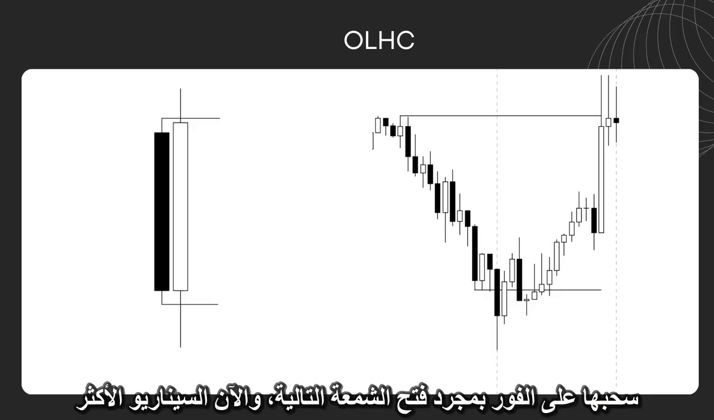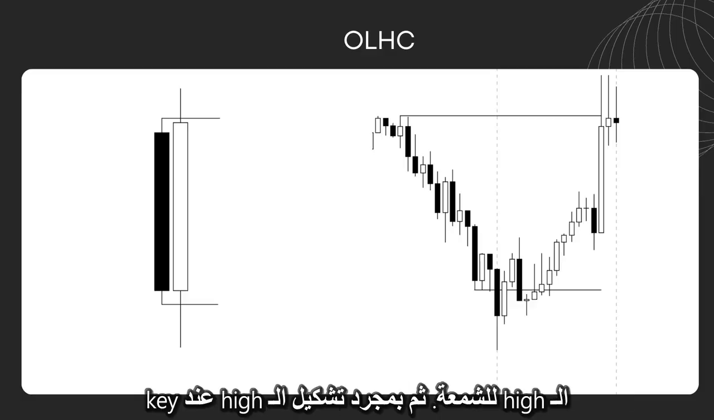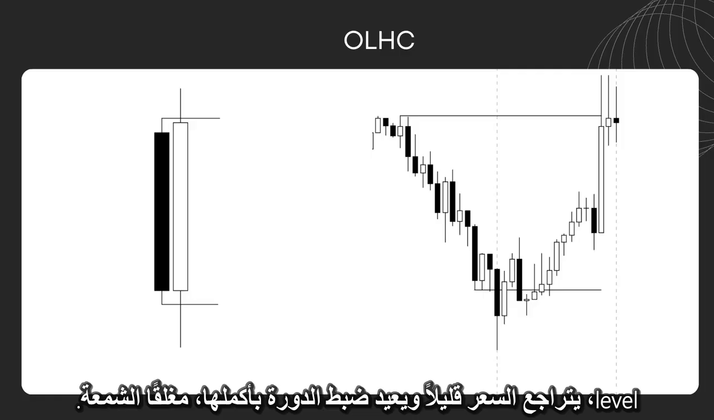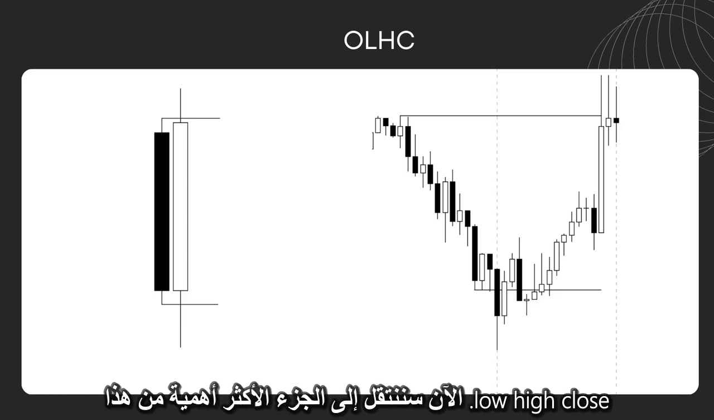And now the most likely scenario for price is to expand above and rebalance the range to form the high of the candle, right? And then as soon as the high is formed at a key level, price retraces a bit and it resets the whole cycle, closing the candle, right? These were some simple examples regarding open high low close or open low high close.